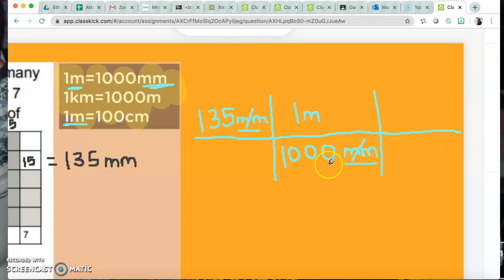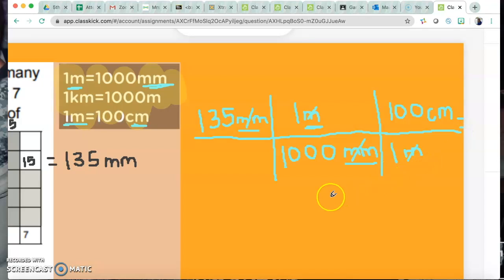So now I need to figure out, well, how do I get from meters to centimeters? Well, I know that 1 meter is equal to 100 centimeters. So I'm going to put my 1 meter at the bottom because remember, I'm trying to get rid of those meters. I don't want meters anymore. I want centimeters. Now I'm going to put my centimeters up here on top. So that means my answer will be left in centimeters. Okay?